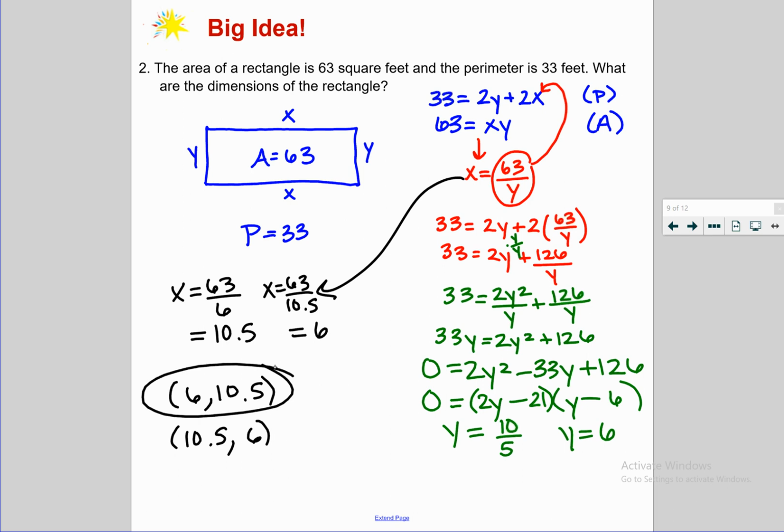More than likely, if you're doing this in Math Excel, instead of listing it as a coordinate, you're going to list the dimensions. So you'll say one side is, it's all in feet here, one side is 6 feet and the other side is 10.5 feet.